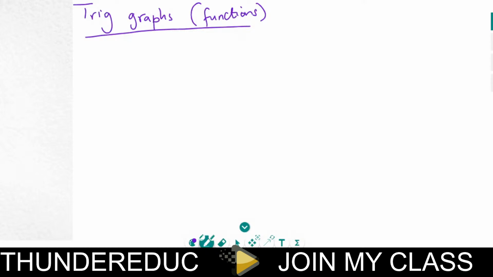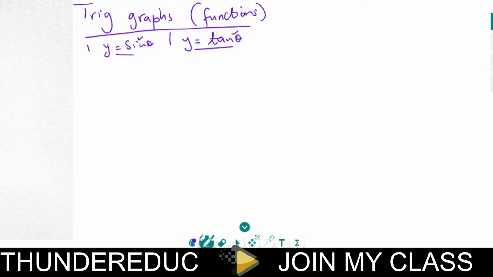y is equal to the cos of theta, and then we have y is equal to the sine of theta, and probably y is equal to the tan of theta. So these are the three basic graphs that we shall be focusing on. And these are known as the mother graphs of the trig functions.